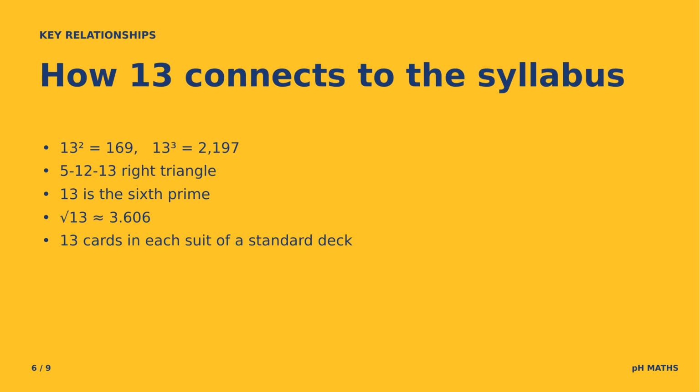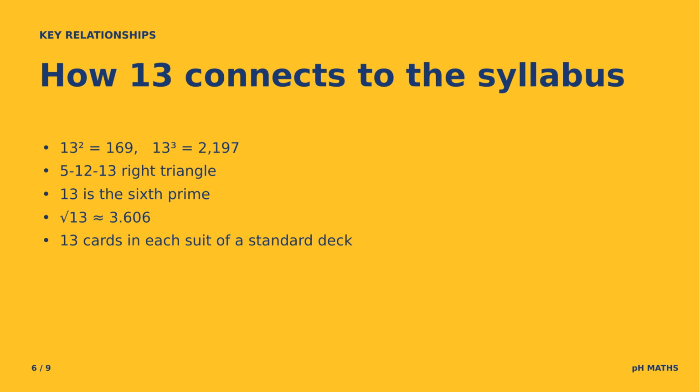Key relationships. 13 squared is 169. 13 cubed is 2197. 5 squared plus 12 squared equals 13 squared, your second Pythagorean triple. 13 is the 6th prime if you start counting from 2. Root 13 is about 3.606, irrational. And there are 13 cards in each suit of a standard 52 card deck, which is why card-based probability questions often use 13.